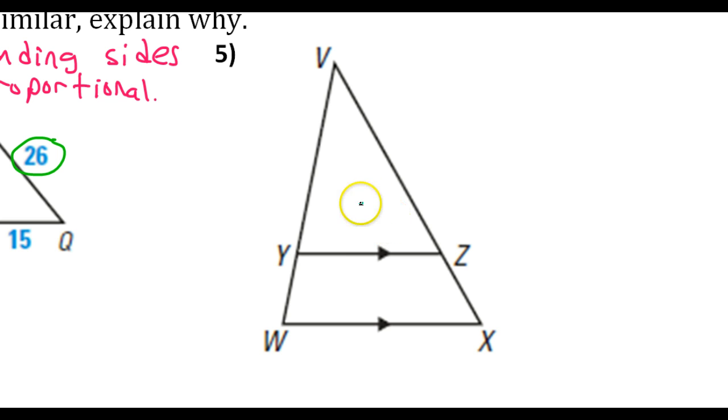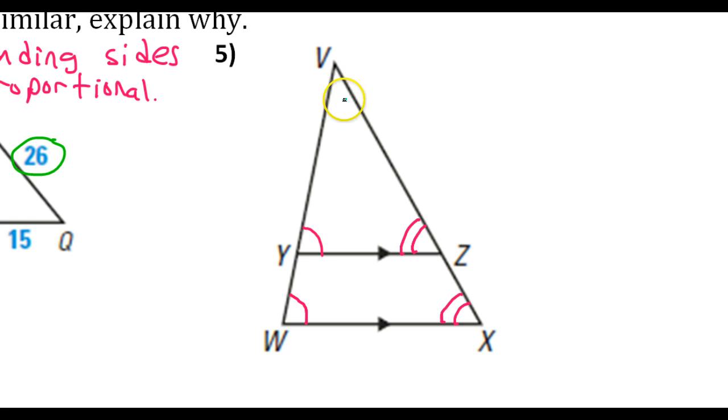But here's why. The parallel lines being cut by a transversal create corresponding angles. So these angles are corresponding angles. So those are going to be congruent when the lines are parallel. And these angles are going to be corresponding angles as well. So that means these two angles are going to be congruent.